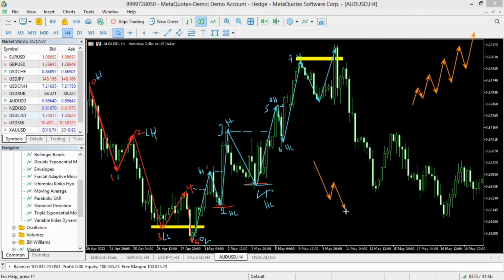Ensure you see this, then plan to sell, look for entry. I don't know if you get it. So let's have a new low before you keep selling.